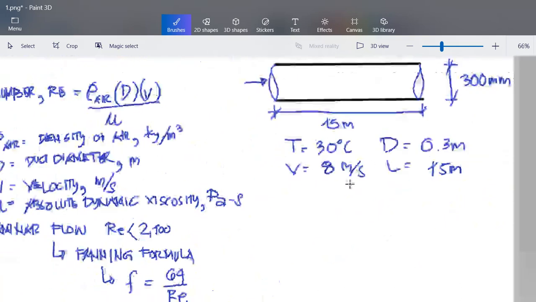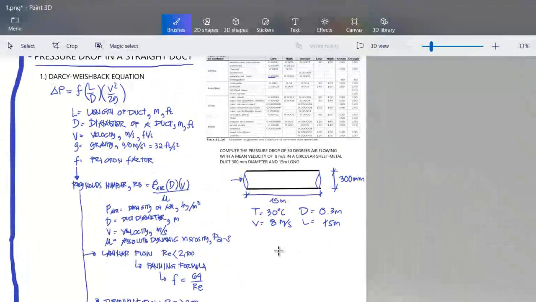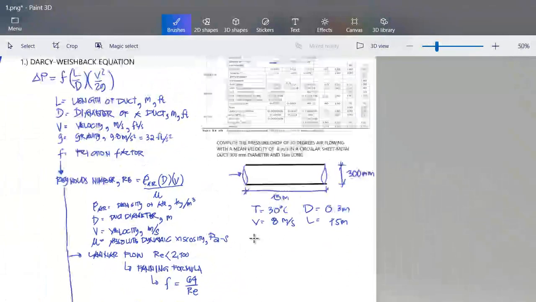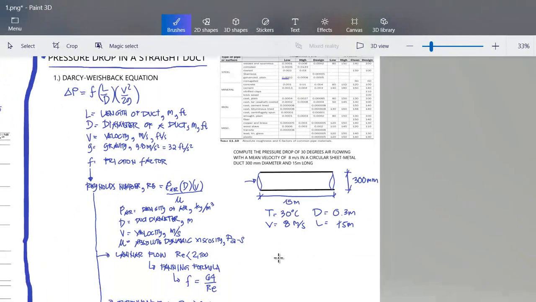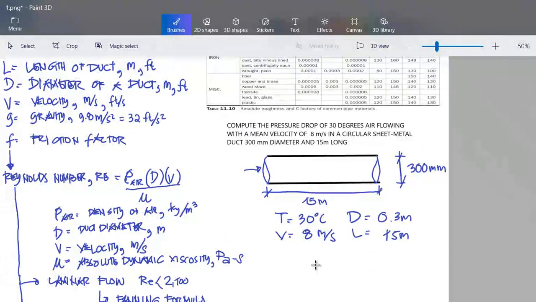So your equation, okay. So we need to determine first the Reynolds number. Since we require the density of air, which is not given, we can use PV = mRT. So we can derive it from here, where your density, which is mass over volume, will be your pressure divided by your RT, is equal to your density of your air.